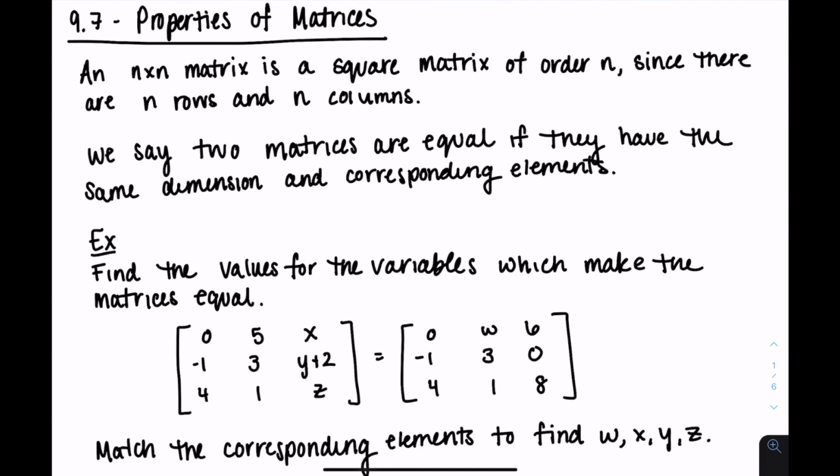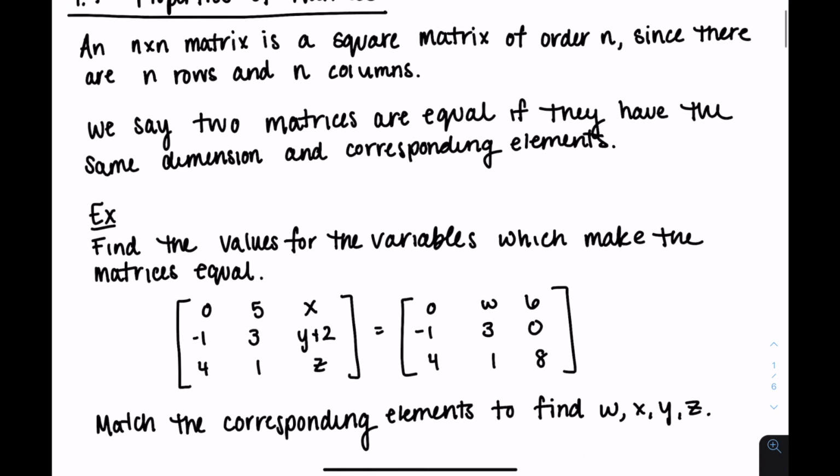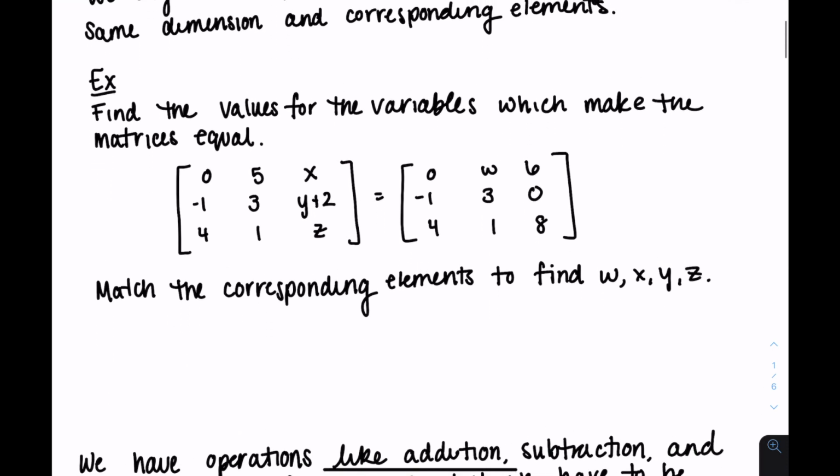So first, we want to talk about when two matrices are equal. The only way that can happen is if they're exactly the same dimension, so they have the same number of rows and columns, and the corresponding elements are exactly the same. So let's go ahead and look at this example. We want to find the values for the variable which will make the matrices equal.